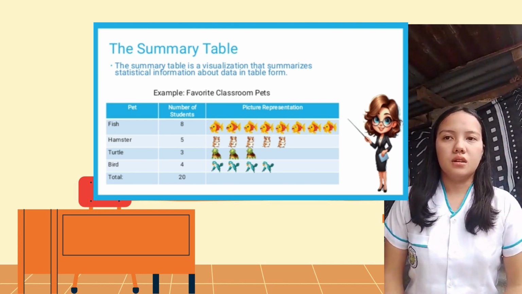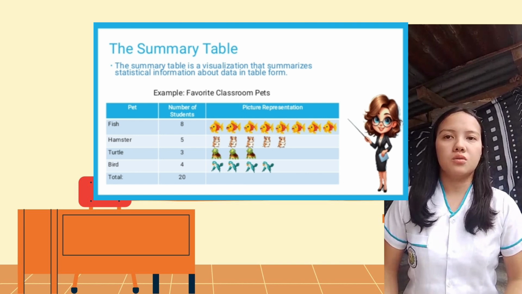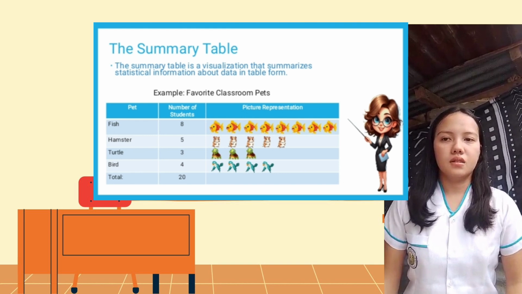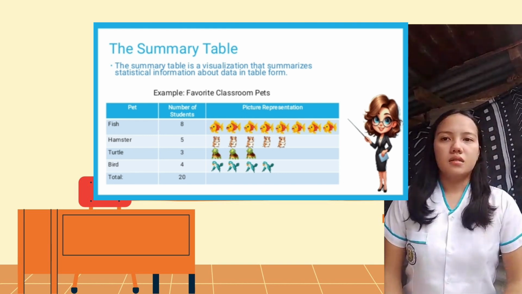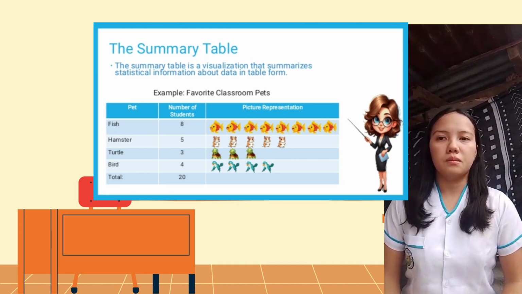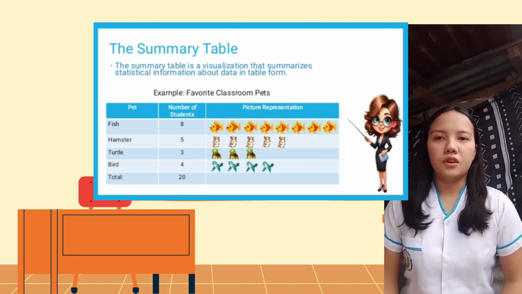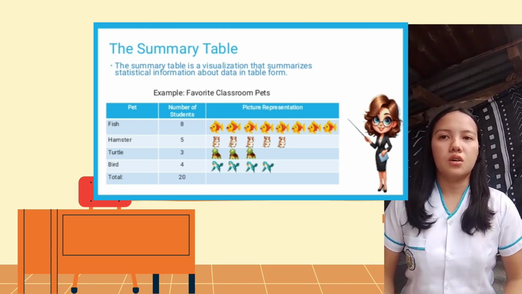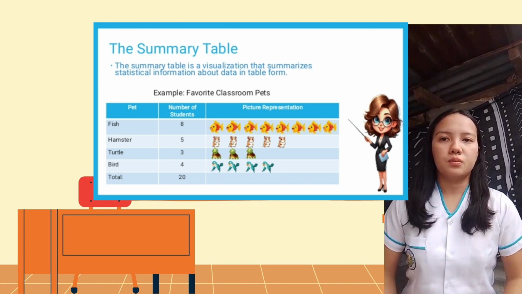For example, let's say you ask your classmates what their favorite classroom pets are. Here's how you might create a summary table. The first column lists the different categories of pets: fish, hamster, turtle, and bird. The second column shows how many students chose each pet. For example, 5 students said fish was their favorite.